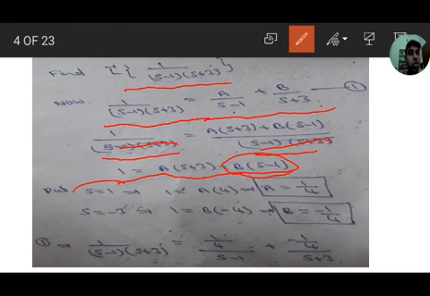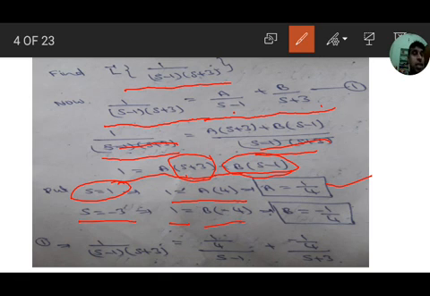So to find the A value, B must be 0. So substitute s equal to 1. If we substitute s equal to 1, we get 1 equals A into 1 plus 3, that is 4, plus B into 0. Therefore, A equals 1 by 4. And to get the B value, A's term must be 0. S plus 3 means put s equal to minus 3. S equal to minus 3 means 1 equals A into 0 plus B into minus 3 minus 1. In place of s, if we substitute minus 3, we get minus 3 minus 1, minus 4. Therefore, B equals minus 1 by 4.